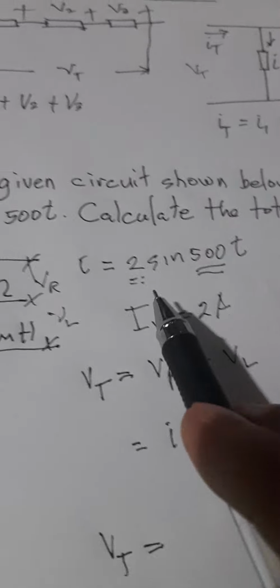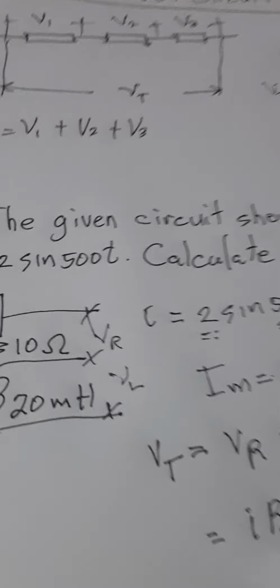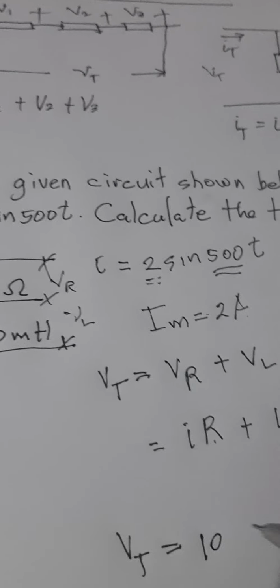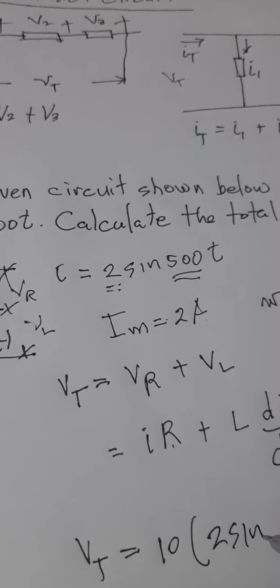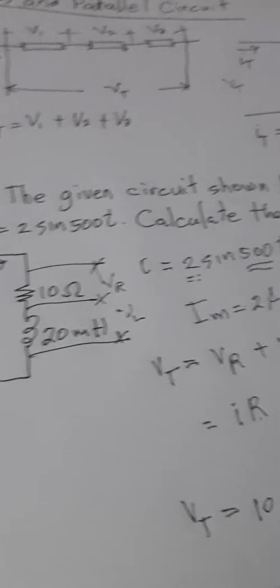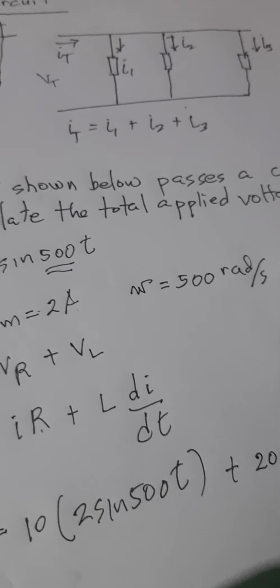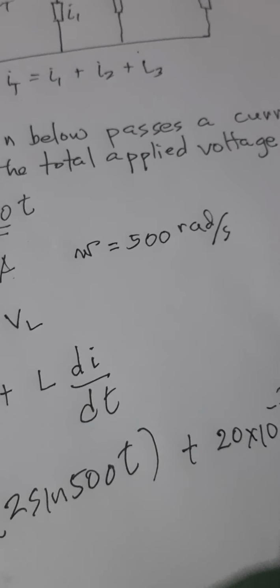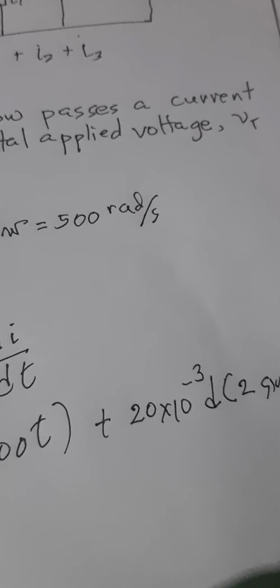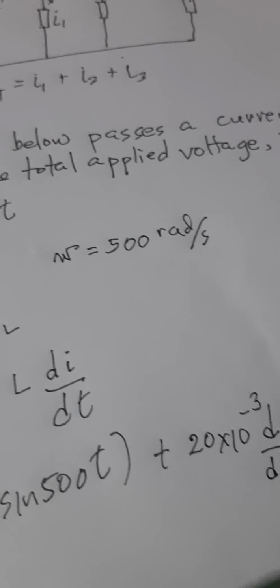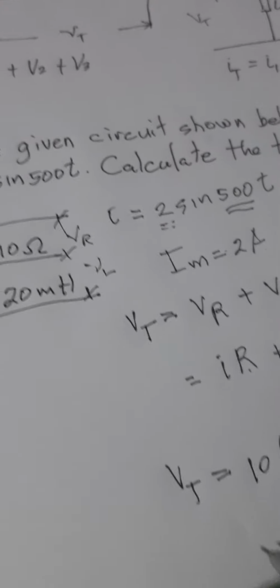Kaya yun yung total voltage. Where current is 2 at yung R is 10 ohms. Kaya meron tayong value na 10 ohms multiplied by 2 sine 500t plus the inductance, which is 20 millihenry, times 10 raised to negative 3, multiplied by the derivative of the current, which is 2 times sine of 500t with respect to time. Okay.